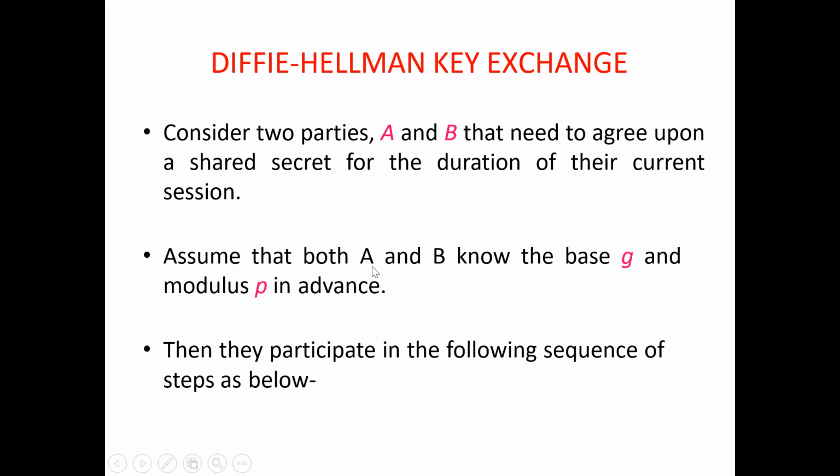Sender A and receiver B, or you can call Alice and Bob the sender and receiver respectively, both know the base G and the modulus P in advance. Then they participate in the following sequence of steps. The main intention in Diffie-Hellman key exchange is that you need to deduce the common shared secret key. Let us see how to do it.